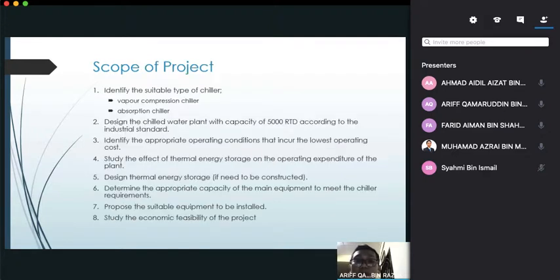So the scope of the project: we identify the suitable type of chiller, we design the chill water plant, then we identify the appropriate operating condition, we study the effect of the thermal energy storage on the operating expenditure, we design the TES thermal energy storage, we determine the appropriate capacity of the main equipment, we propose suitable equipment, and lastly we study the economic feasibility. We move to the next presenter.